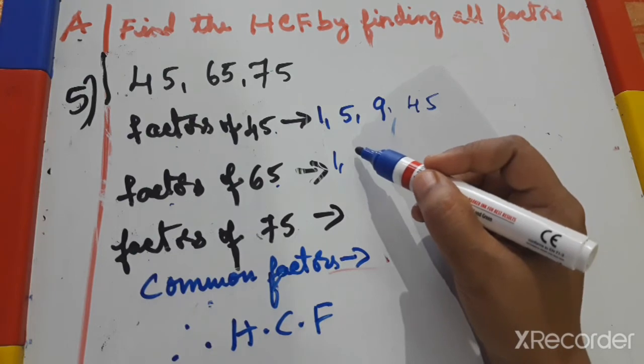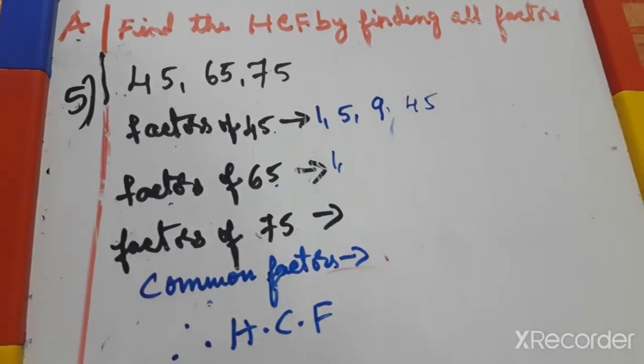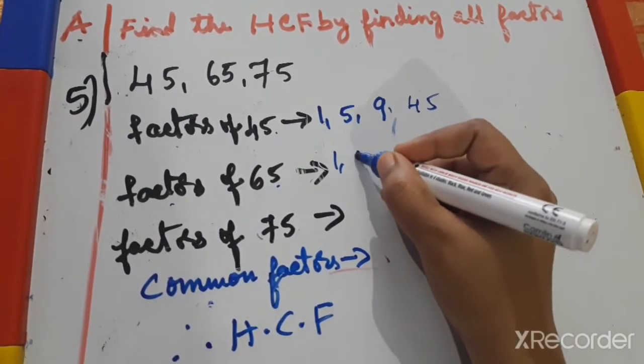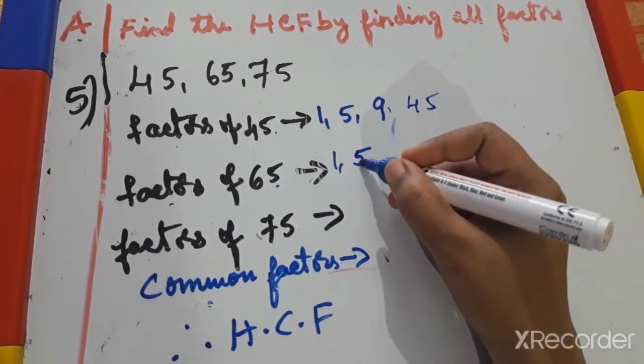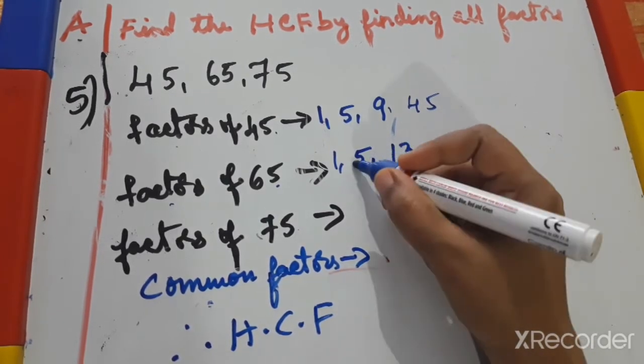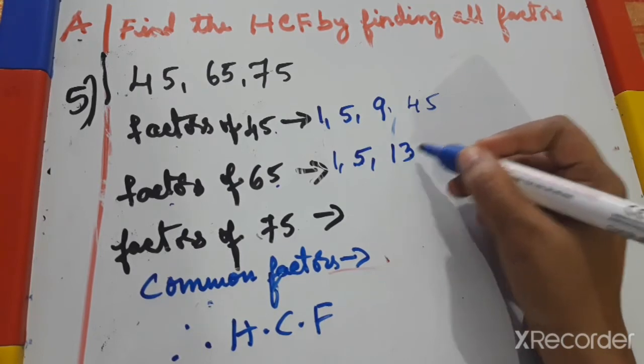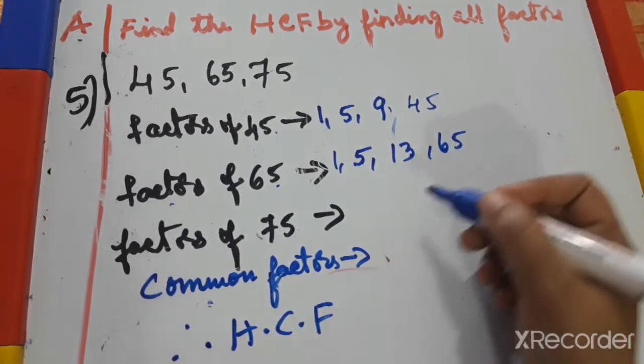Then 13 5s are 65, or 5 13s are 65, and 65 ones are the number itself.